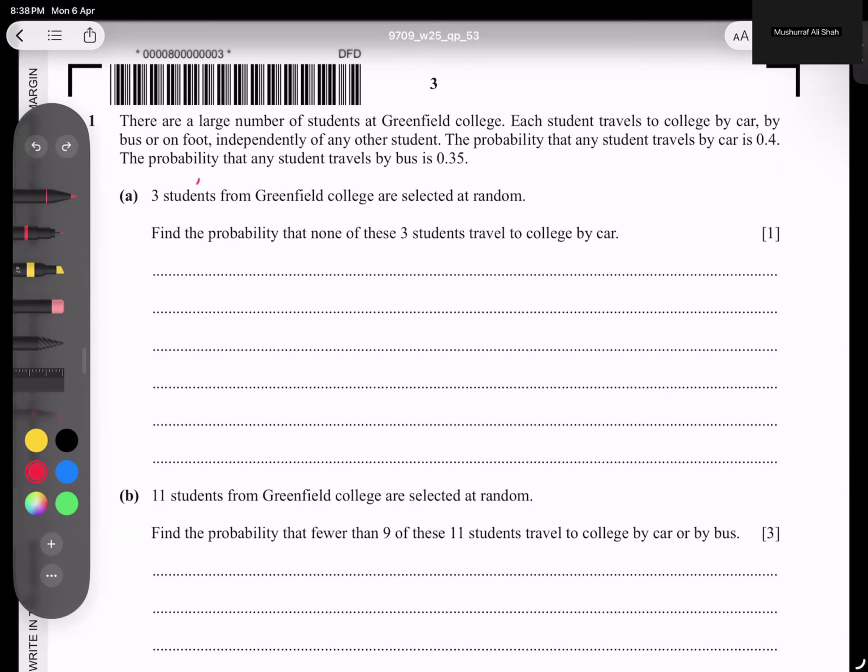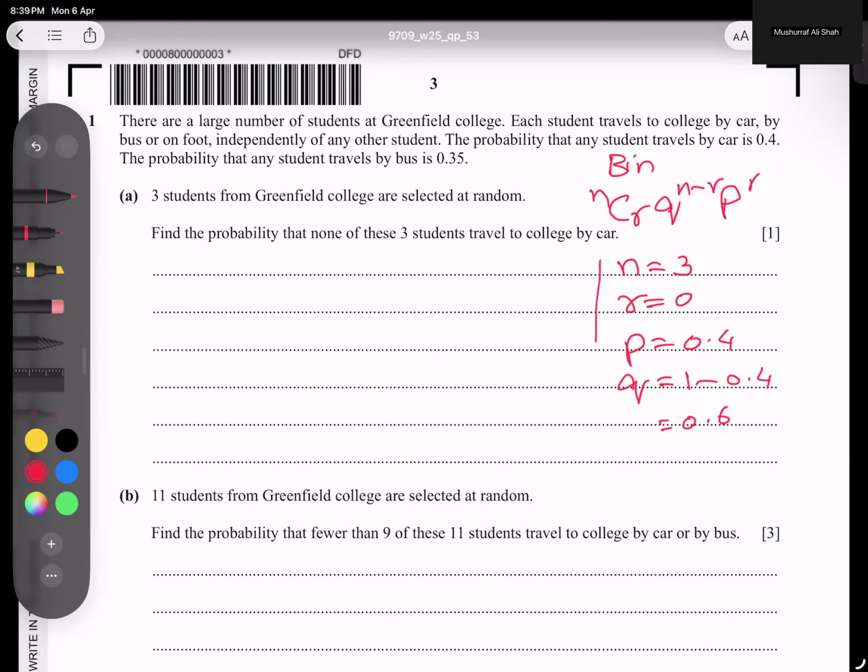It means, whenever the total number of students is given, most chances the question is a binomial expansion. In the binomial expansion, you see nCr, q to the power n minus r and p to the power r. So first of all, we need the parameters. n is equal to 3, r is equal to 0. The probability he talks about is car. So car probability is 0.4 and not car is 1 minus 0.4, so 0.6. I think the point is very clear. And we always write like this, 1 minus 0.4, so we get 0.6.